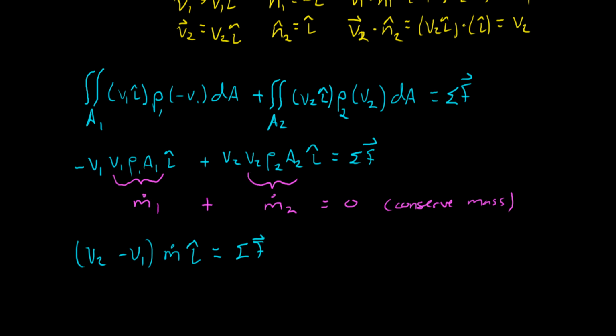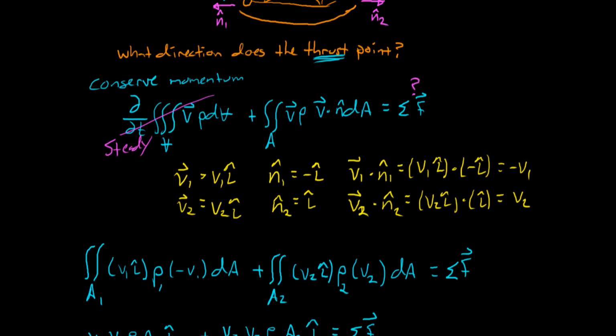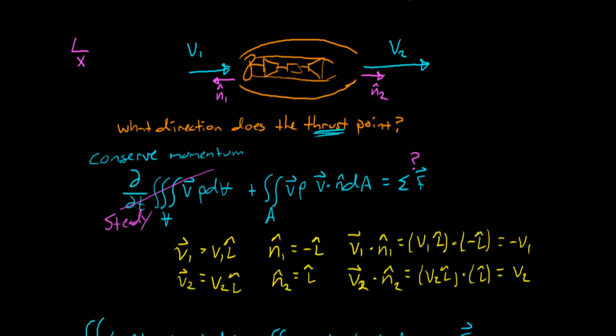And so let's interpret this. The question was, which direction does the thrust point? Okay, well, we said that v2 was bigger than v1, so this whole thing is positive. v2 is bigger than v1, and therefore the force, the sum of forces here, is in the positive i direction. In other words, the force that we found from this equation, positive i, is to the right.